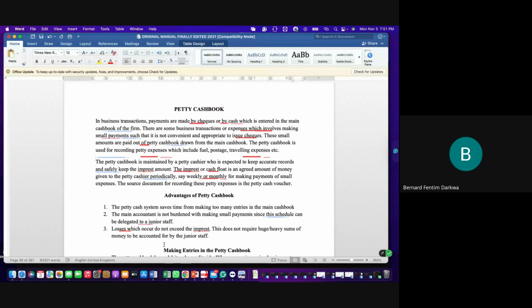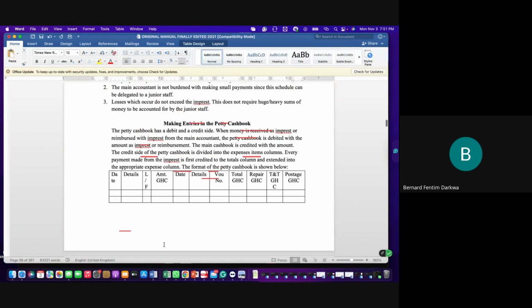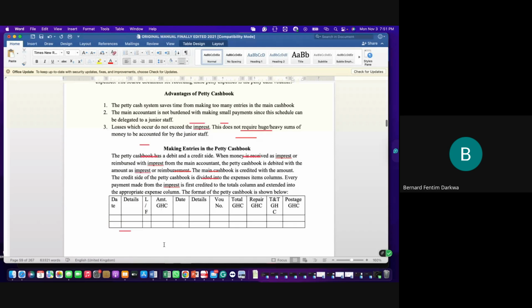400, so that you add it to your 600 to get the total. So at the beginning of every month, the petty cashier is given an amount, which is what we call the imprest system. That is petty cash, so that is how we make the recording. It is similar to the recording in the cash book, but here we have what is called the imprest amount, or the float, which you have to always remember.